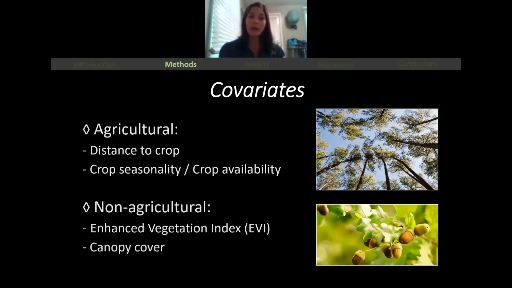We also have non-agricultural covariates. So we use the Enhanced Vegetation Index, or EVI, which is a measure of plant and non-agricultural resource productivity. So we use this as a proxy for the amount of non-agricultural food resources that were available. And then we also have canopy cover adjacent to crops that may act as a refuge for pigs to raid in and out of those crops.